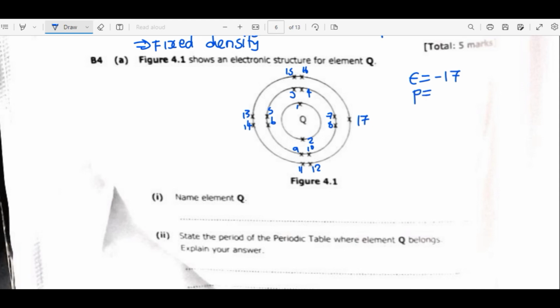Now what of the protons? The protons will also be 17, since as long as it's neutral, the number of protons equals the number of electrons. Now for a question like this, you just have to go on the periodic table, you check the element that has the atomic number of 17. So you'd find that this is a chlorine element.